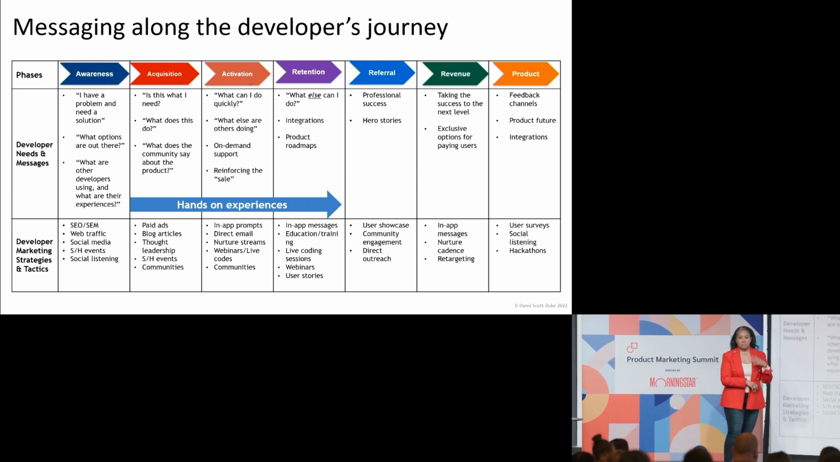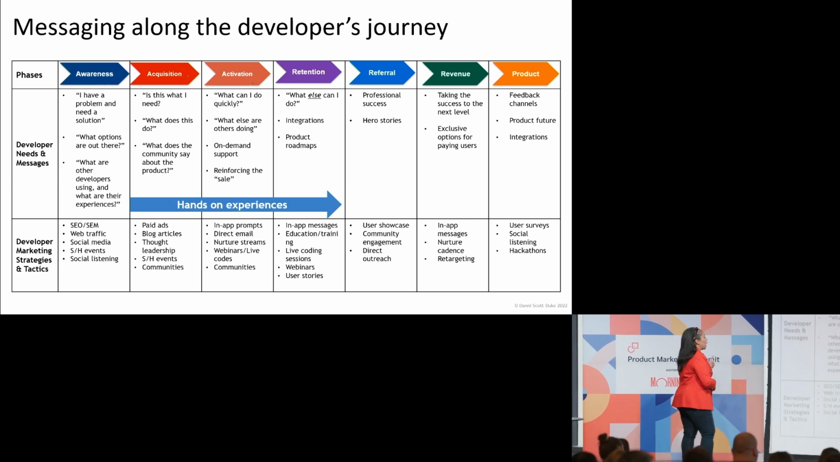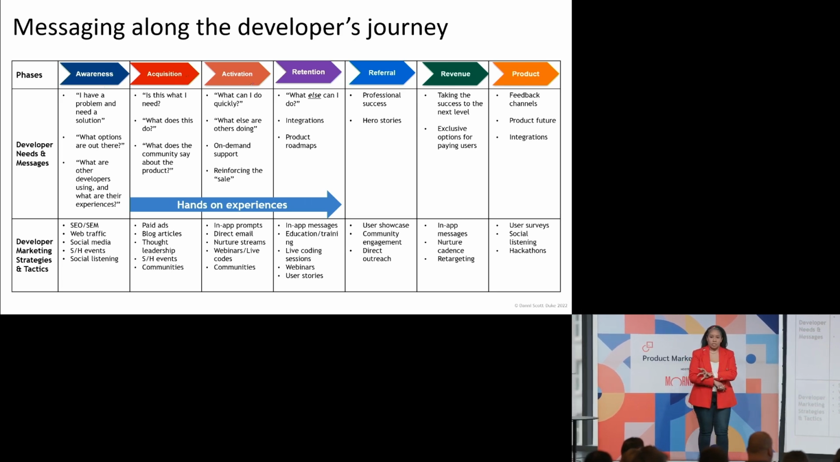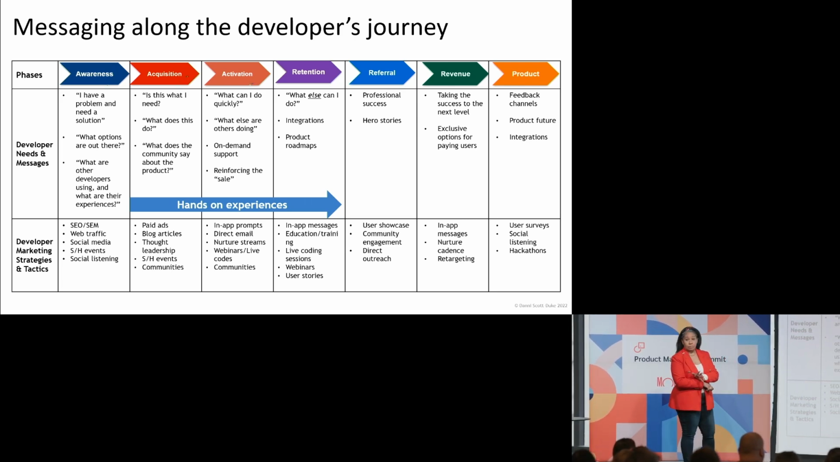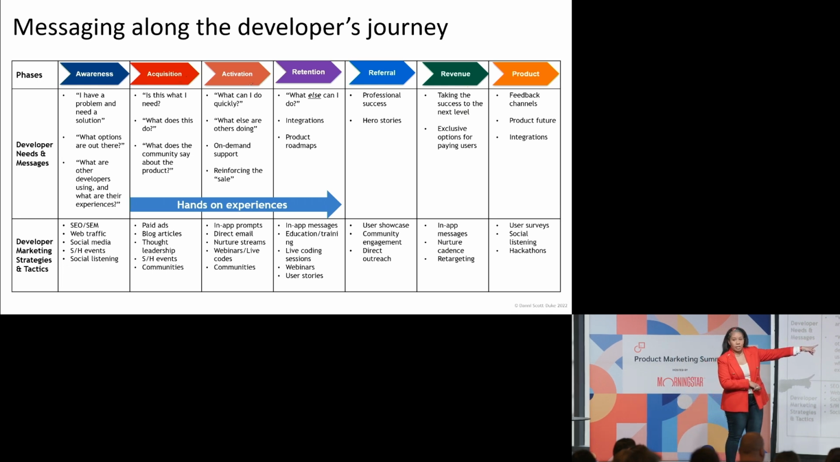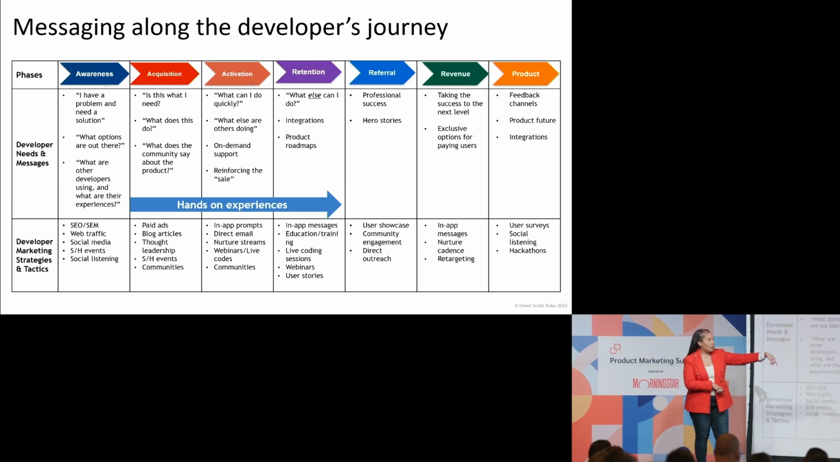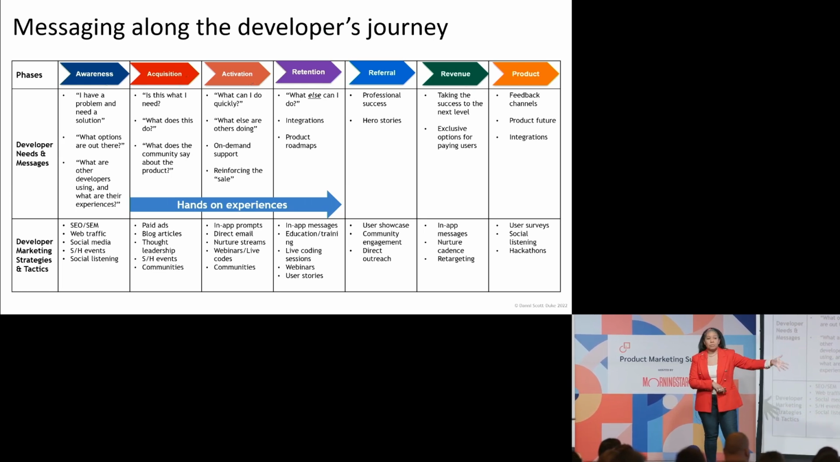Once your developer comes in, they've done the trial, you want to activate them, you want to keep them: activation and retention. So what can I do quickly? Getting them up and running. What are others doing? Again, developers are very community focused. So they ask others, what did you do with this particular product? Or what did you do with this solution? And how do I do the same thing? Or how do I do something better? Product roadmaps, talking about integration. Sometimes these can be open source, these can be competitors, but developers need to understand how to best use all of the things that your product does.